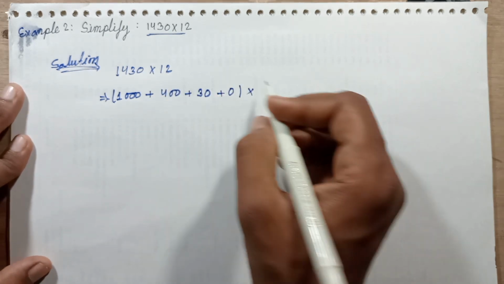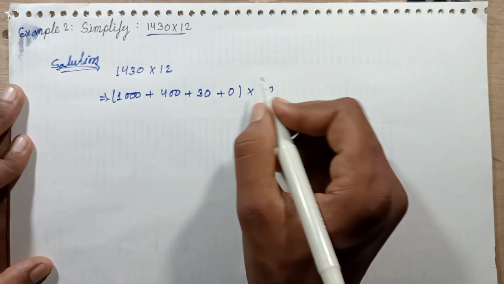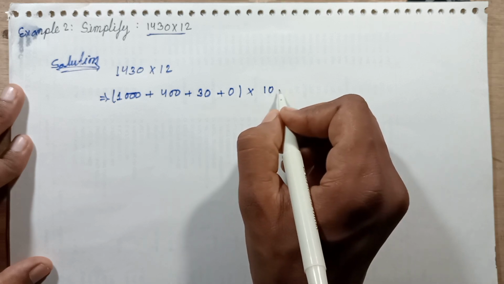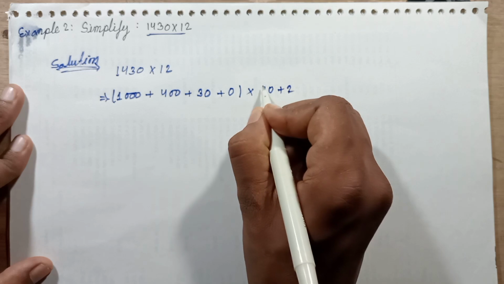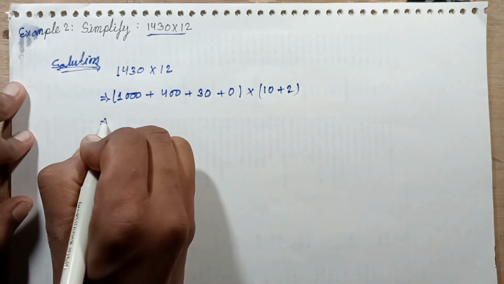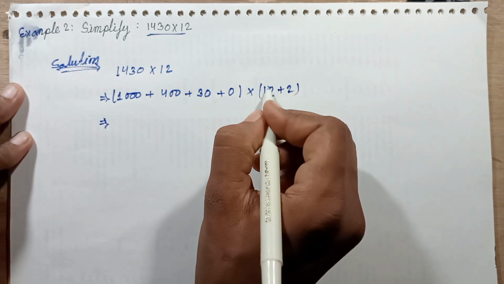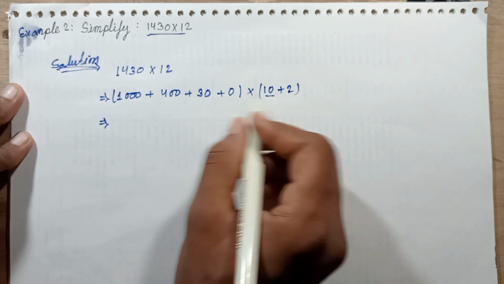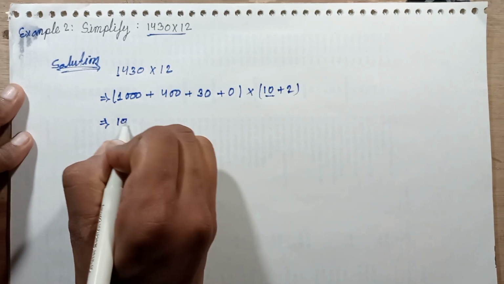Write 12 in expanded form: 1 is 10 plus 1 multiplied with 10, comes out 10, 2 at units place, plus 2 multiplied with 1 comes out 2. Let's solve this. First of all, this 10 multiplied with all these numbers. 10 multiplied with 1000 comes out 10,000.